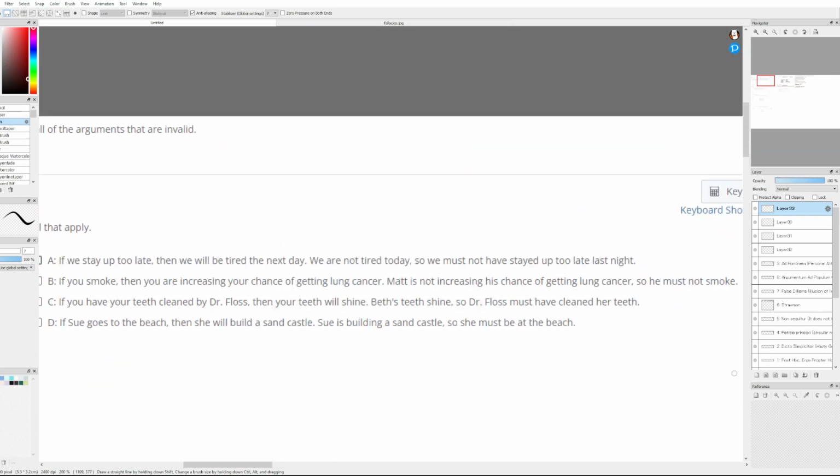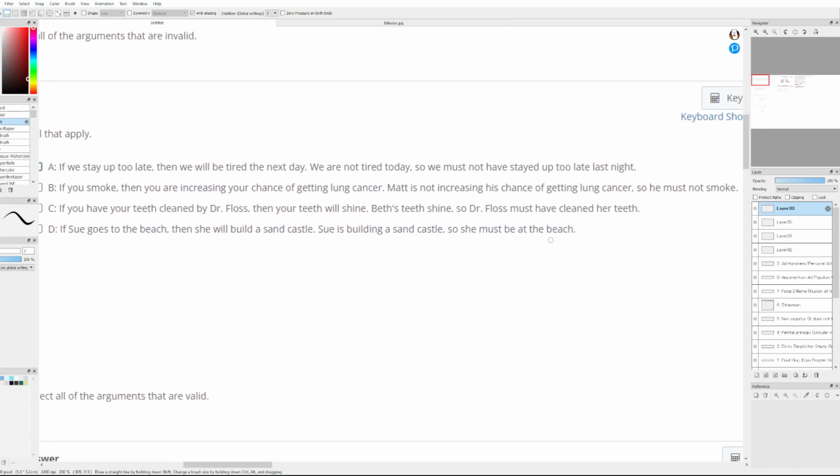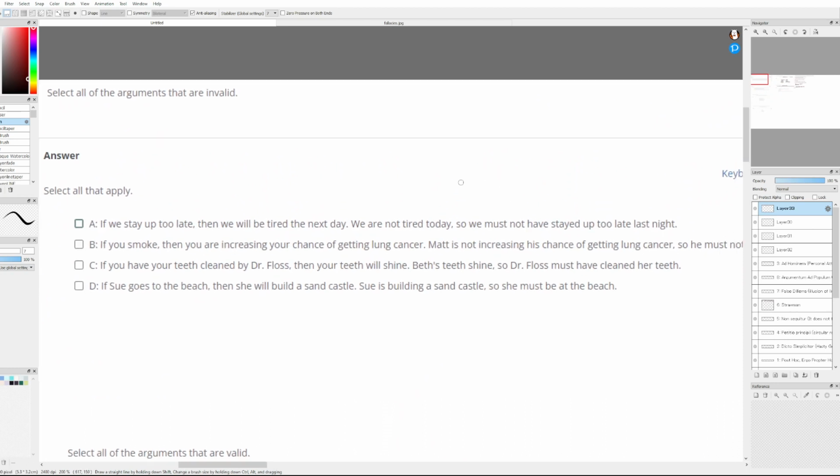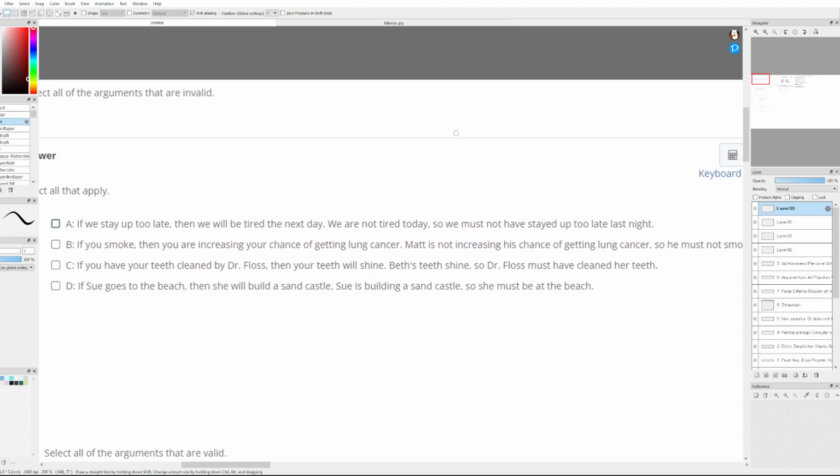The next problem: select all of the arguments that are invalid. We've gone over what invalid is in class, but just for a review, let me just pull up the exact definition. Valid arguments are deductive arguments where the conclusion is guaranteed by the premise.